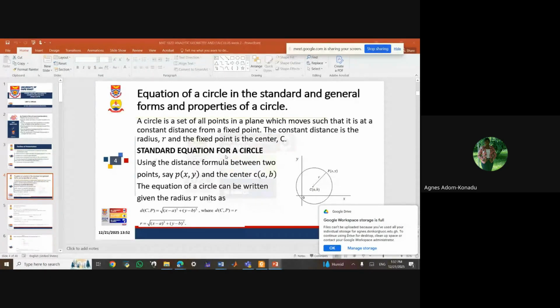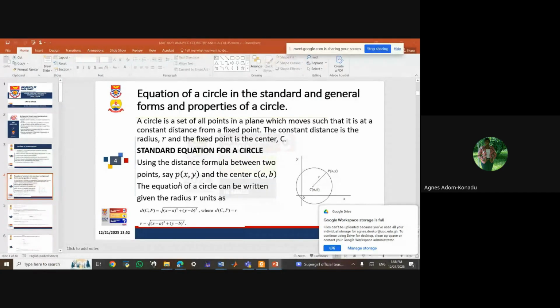So we want to look at the standard equation for a circle using the distance formula. So we know the distance formula already between 2 points. So here I'm looking at the point C and the point P. If I have a point C and a point P, and I want to find the distance, it's going to be the square root of x minus a squared plus y minus b squared. That is the distance.